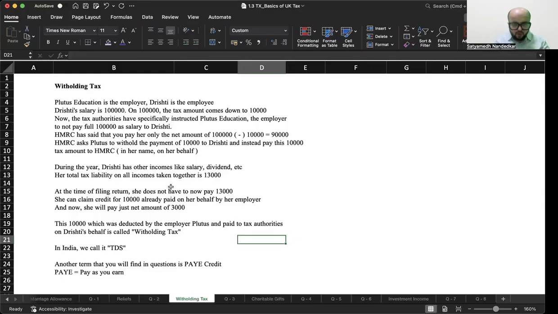Think about another situation. What if my actual liability comes down to 48,000, but 50,000 has been deposited with the government? Now I will claim a refund, or a repayment, of that 2,000. So that adjustment is allowed at the time of filing of return. I want you to go through this carefully, read it once, and absorb the concept, and then we'll discuss some other aspects of withholding tax. Okay, please read it carefully.